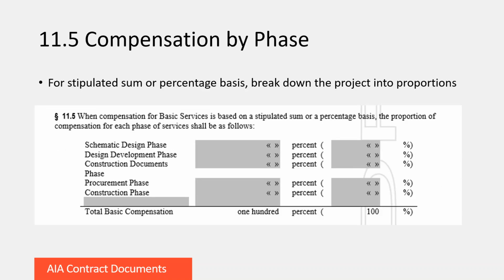In 11.5, there's a chart of how you break down the architect's compensation for each phase. This applies generally to stipulated sum or percentage basis projects. The last line is left blank in case you have some other phase or something else that's not covered here.